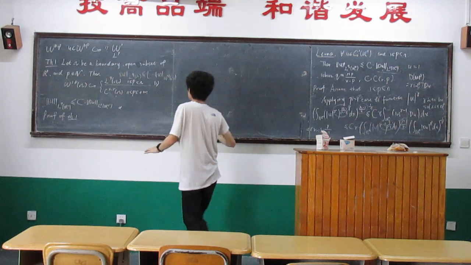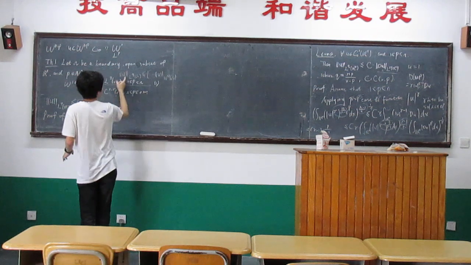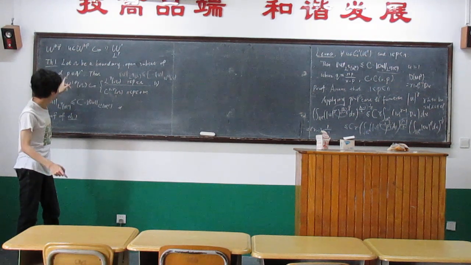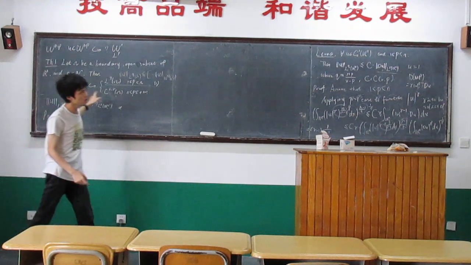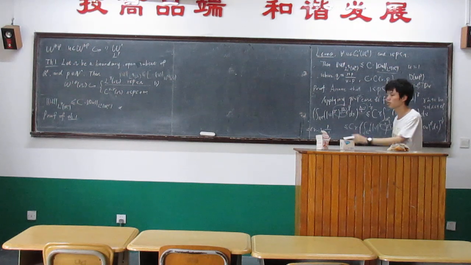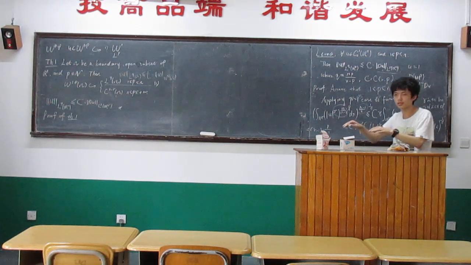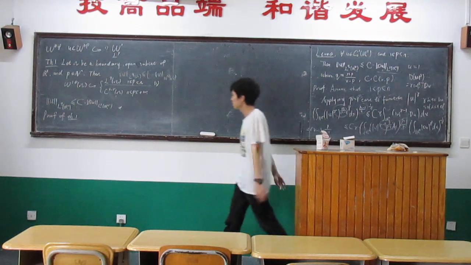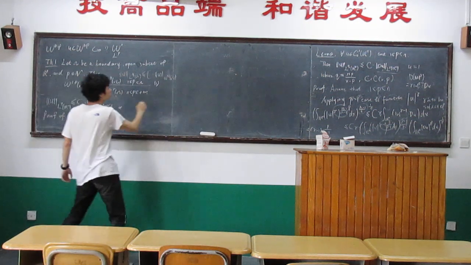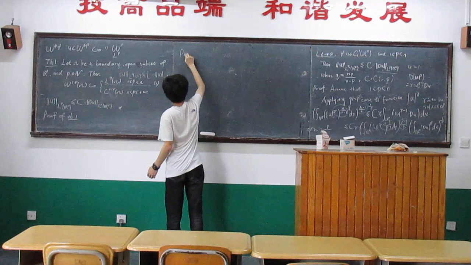And to deal with this functional space difference, that u here is in W1p and here is in C01, we can use the approximation theorem. So we are going to prove it.